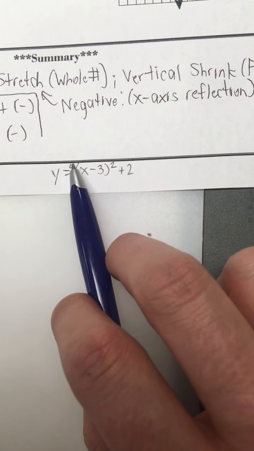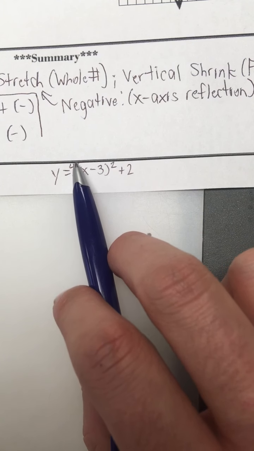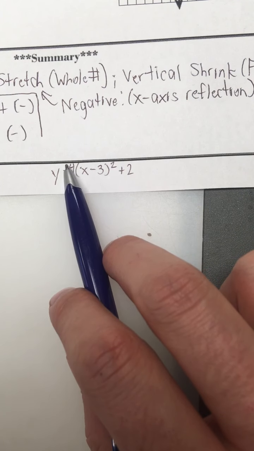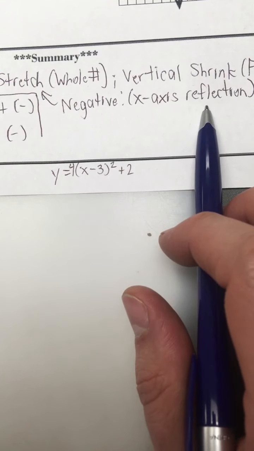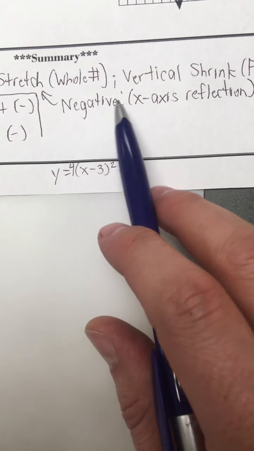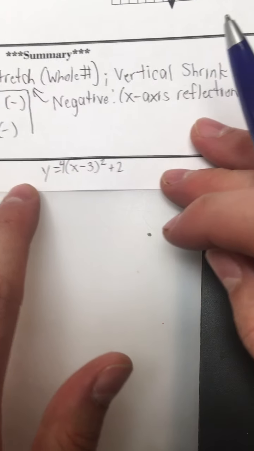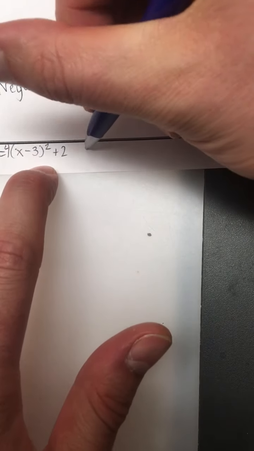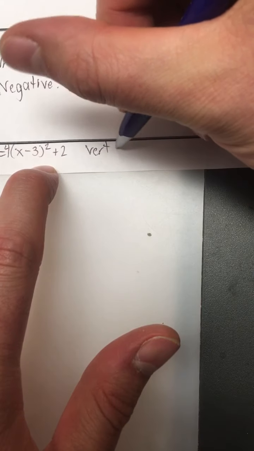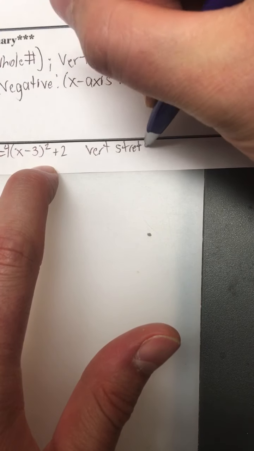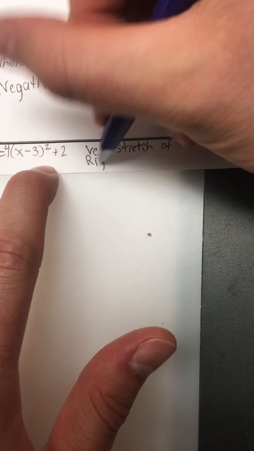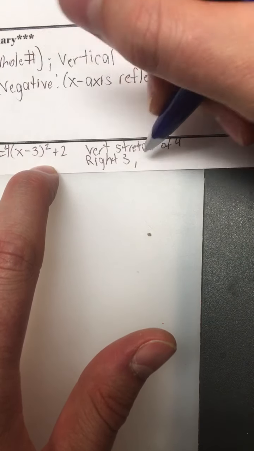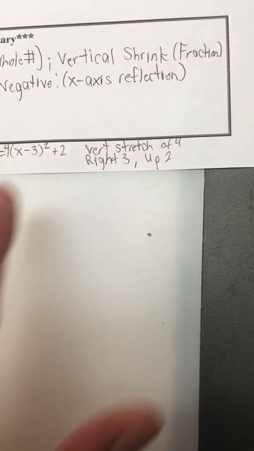Now, what about the 4 in front? Would that be a vertical stretch or a vertical shrink? It'd be a vertical stretch of 4. Would there be an x-axis reflection here? No, because it's not negative. So if you had this problem, if I were asking for the transformations, you'd tell me vertical stretch of 4, you'd tell me it shifted to the right 3, and you'd tell me it shifted up 2. Those would be the transformations.